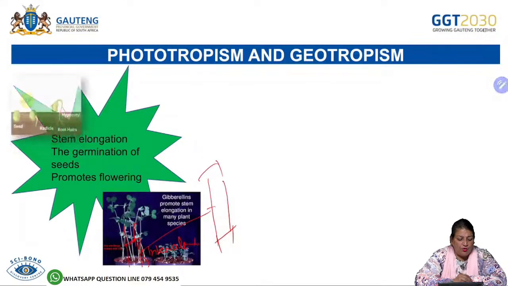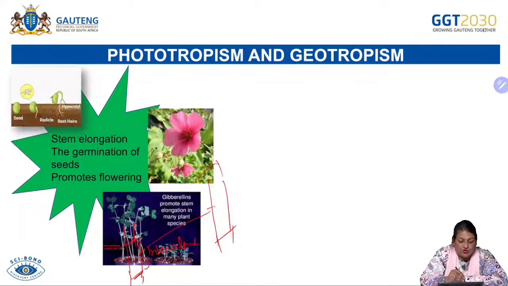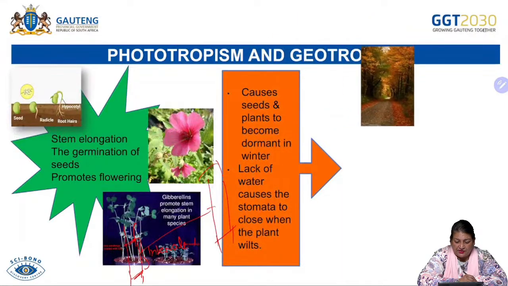Okay, so the hormone that actually causes your stem elongation, your seeds to start germinating, like these seeds are germinating, right? It's going to cause the flowers to bloom, or the sprouting of flower buds, germination of seeds, and elongation of your stems. And the hormone that's going to do that is called gibberellins, all right?